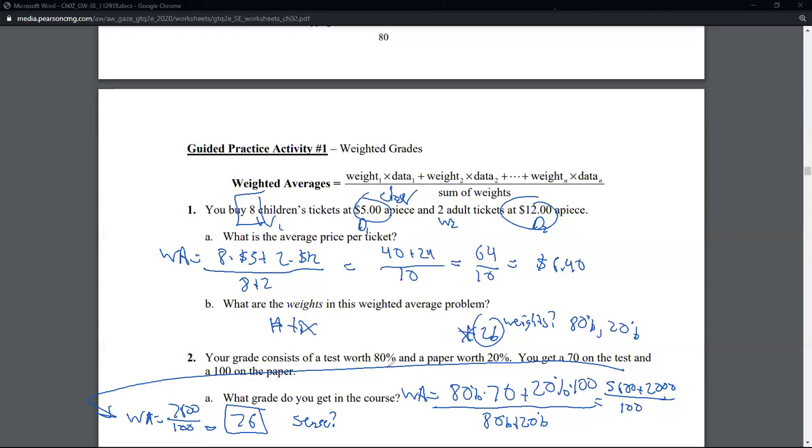Well, again, with only 2 categories, we can definitely confirm if it makes sense or not. Because the test is worth so much more, our grade should lean closer to the test grade. 70 on the test, 100 on the paper. It would be awesome if they were worth the same and we got an 85, but no, the test is worth way more, so the grade is going to be a lot closer to the 70 than the 100, and 76 is definitely closer to 70 than 100. So yes, it makes sense.